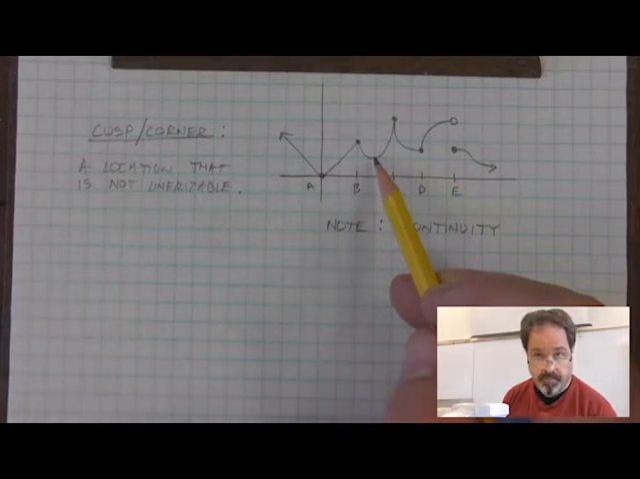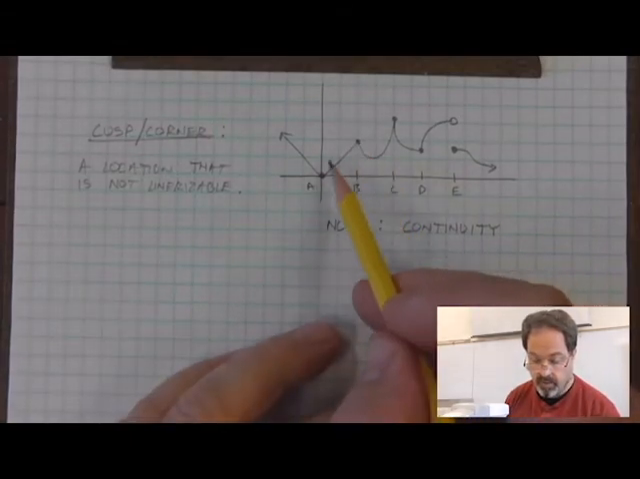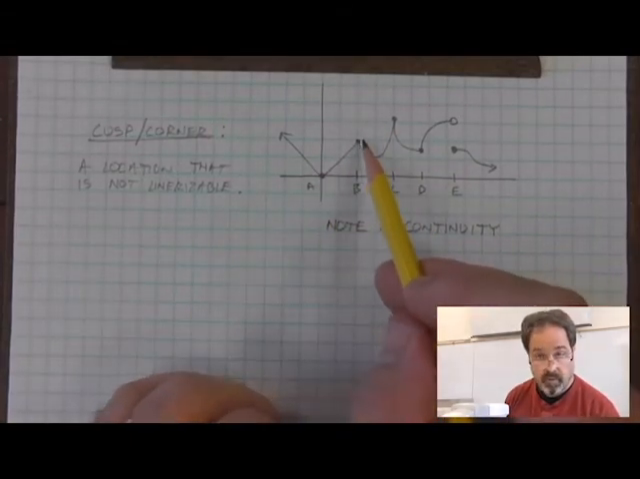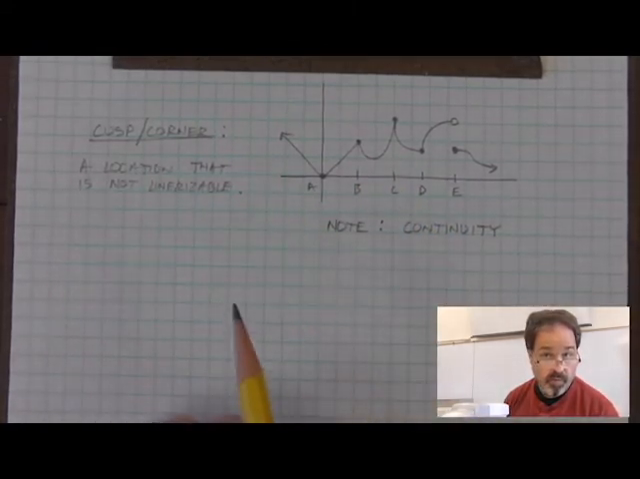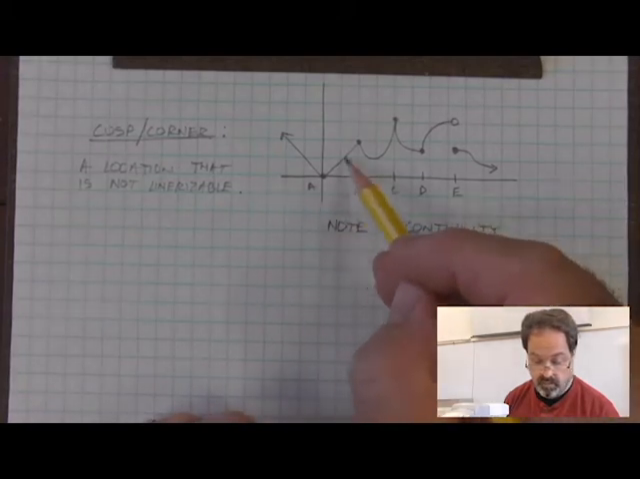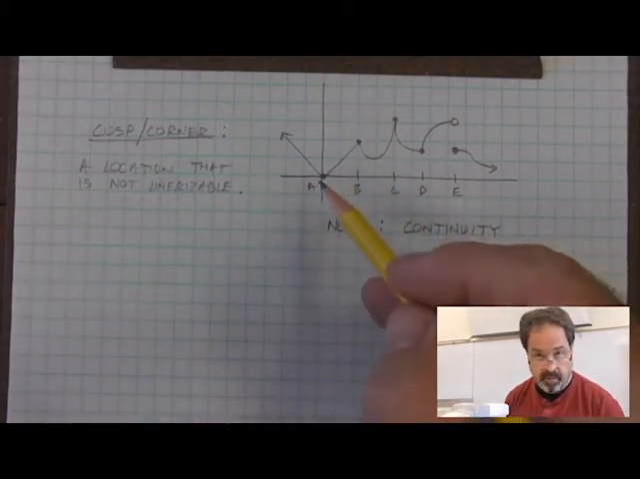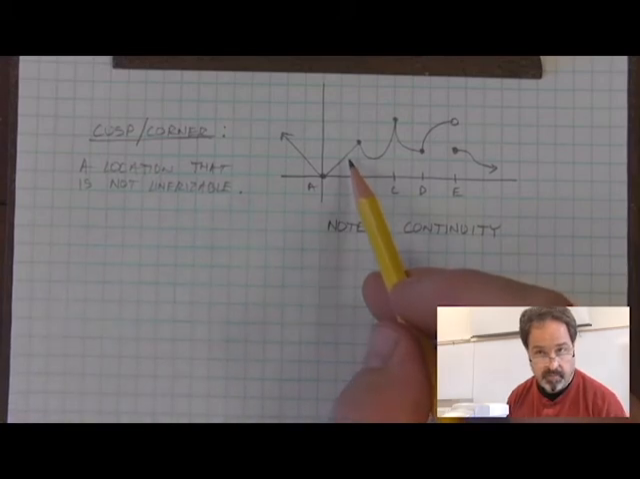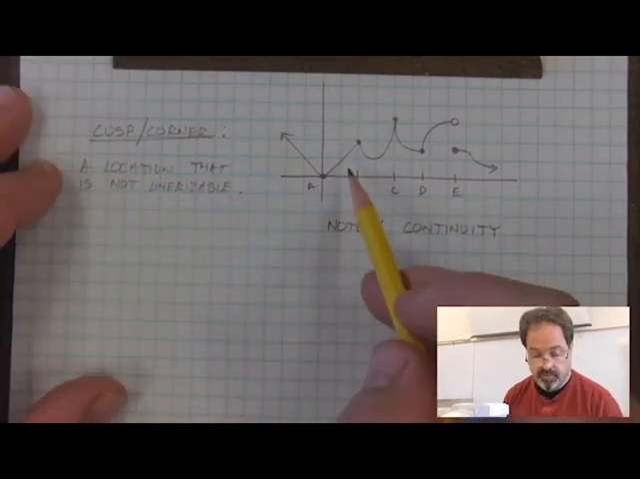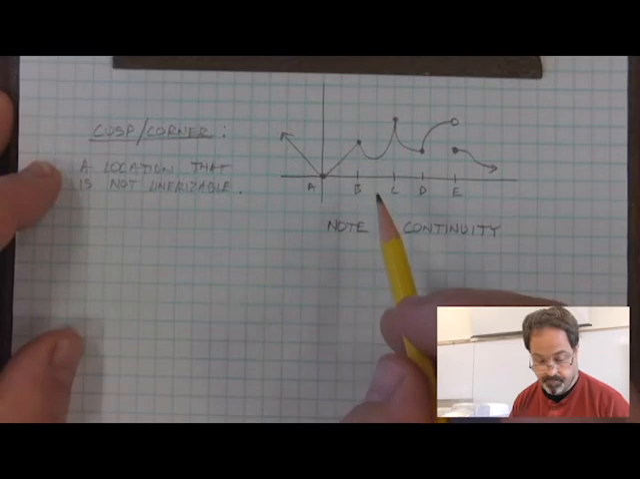except for corners. If we were to zoom in at any one of these corners, we would keep on zooming in and the feature of the corner would not change. It would continue to look like a sharp, angular distinction between the two pieces to the right or left. So a corner is a location that is not linearizable.